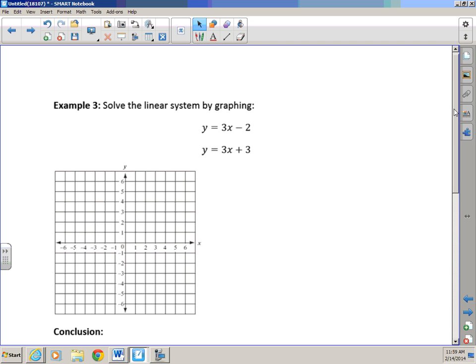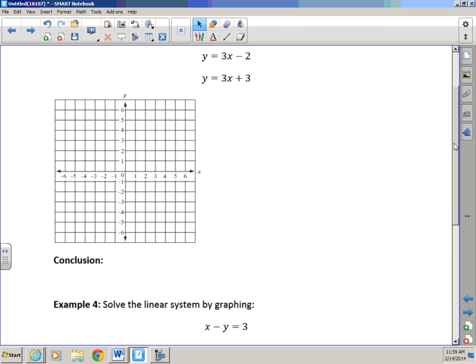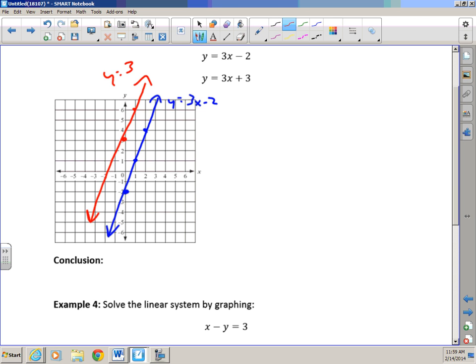Next one, I'm going to graph y equals 3x minus 2 and y equals 3x plus 3. The first one I'll do in blue. My y-intercept is negative 2. The slope tells me to go up 3, 1, 2, 3, to the right 1. 1, 2, 3, right 1. So there's that line. And then the second line tells me to start at 3, go up 3, right 1. That's as far as I can go. Now, hopefully you're recognizing that these two lines will have no solution because they are parallel.